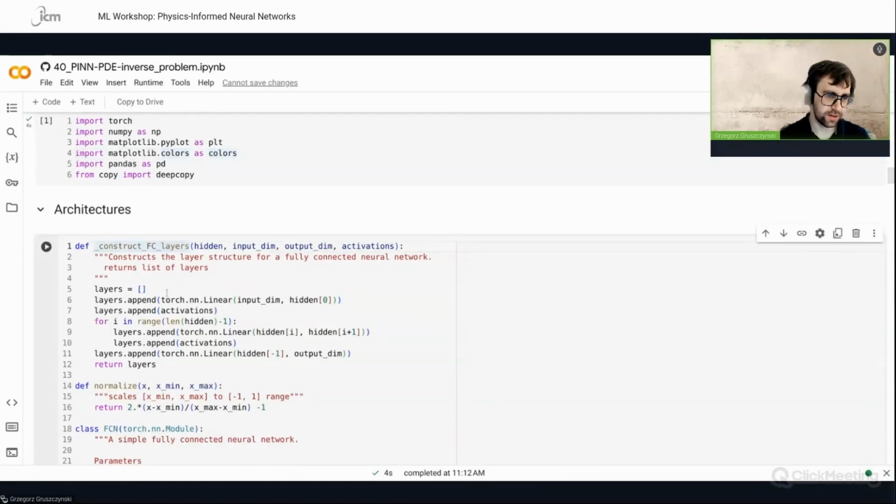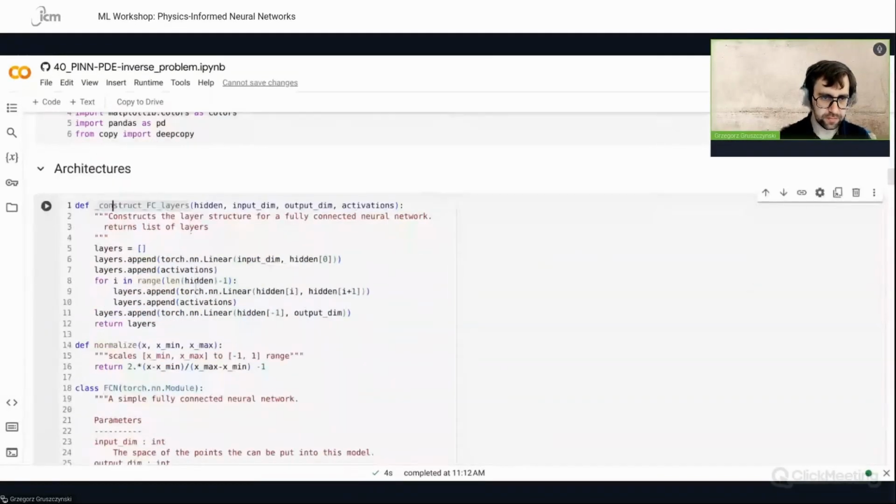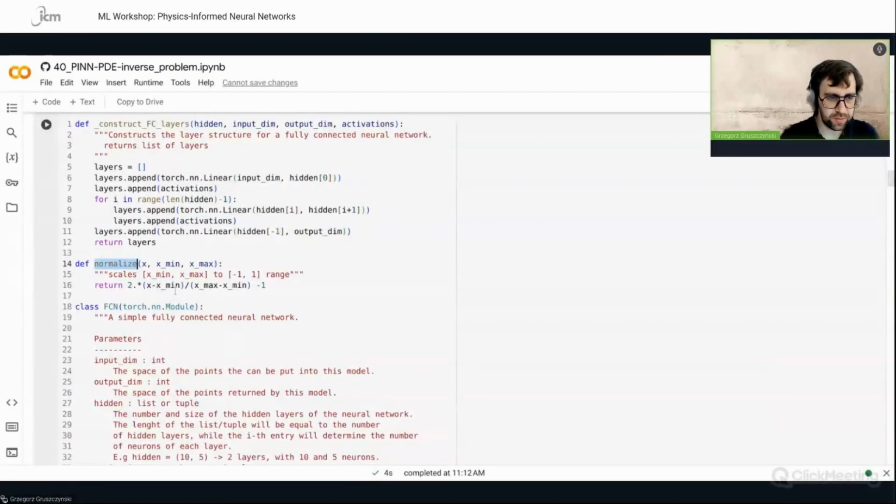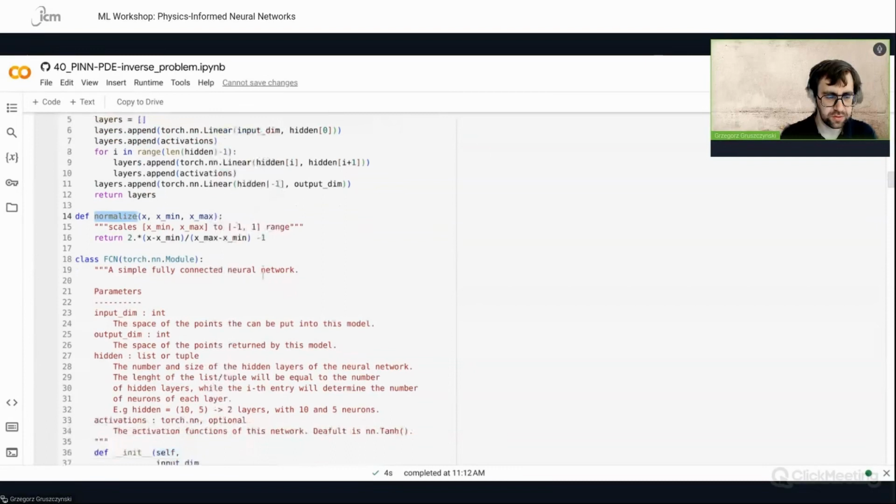And here's a short function which will help us to construct such a network. As arguments, it takes the number of hidden layers, the number of input dimensions, output dimensions, and the kind of activation function, like hyperbolic tangent. Then in a for loop, this function will create a list of linear layers with the desired activation functions. We have a normalize function to fit the data to a desired range, like -1 to 1, for training.